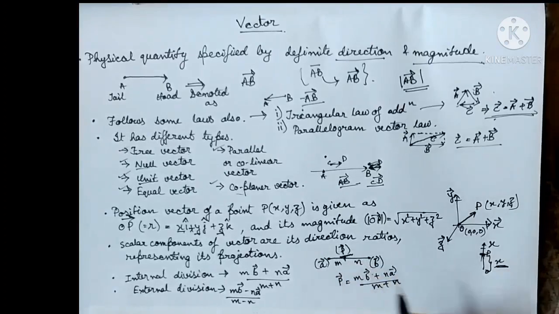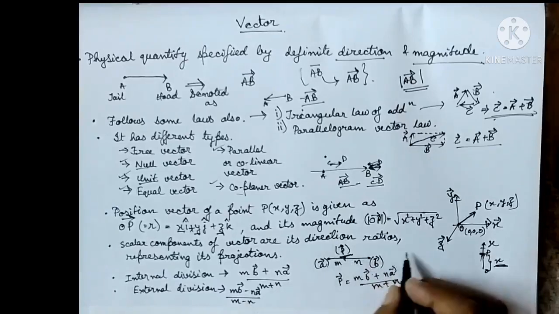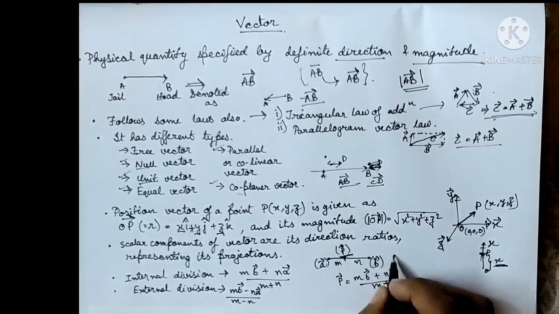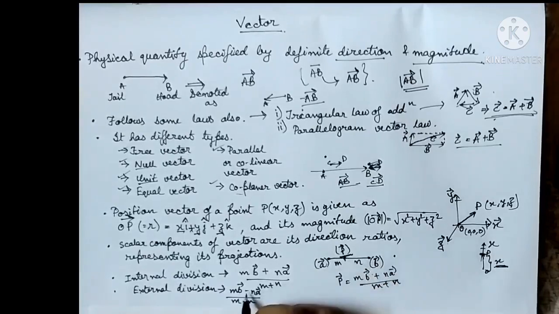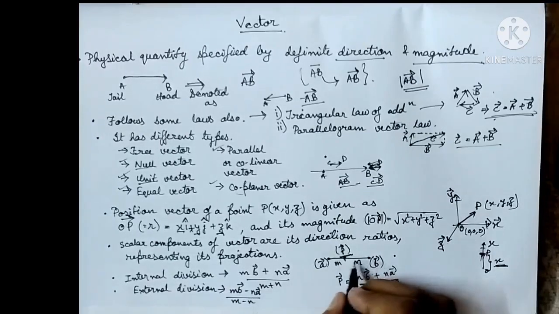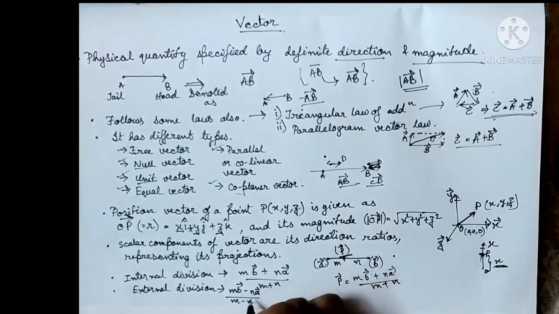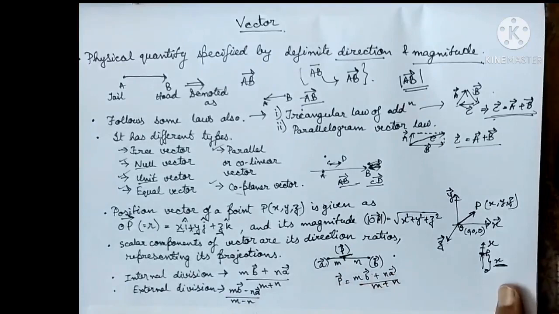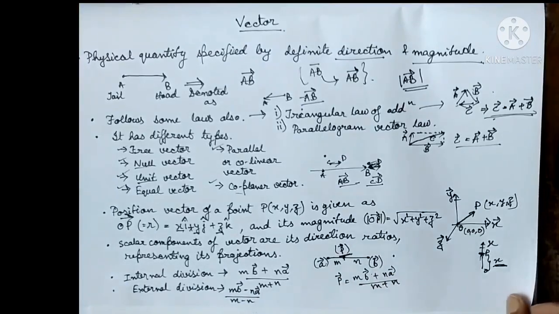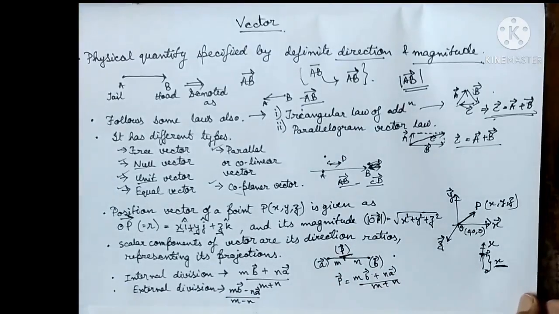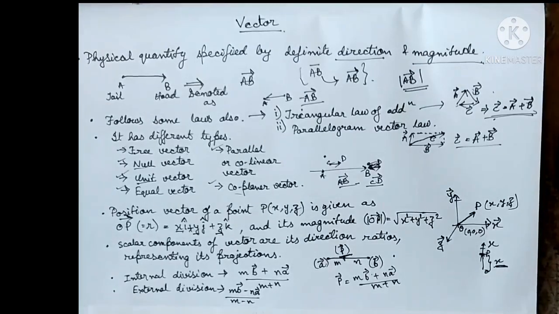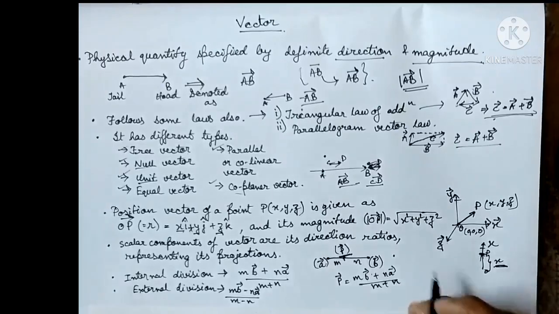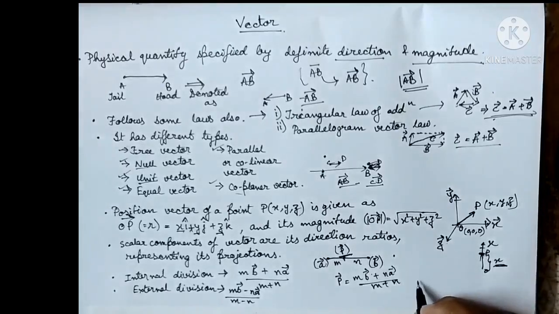Similarly, if this point p is outside, like this, then we will do it as a negative. The ratio would be m is to n only, but we will do it with the minus. So this is the internal and external division. Let me show one external division also, otherwise it may be a bit confusing.